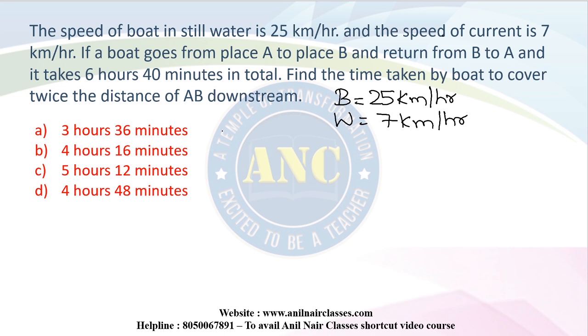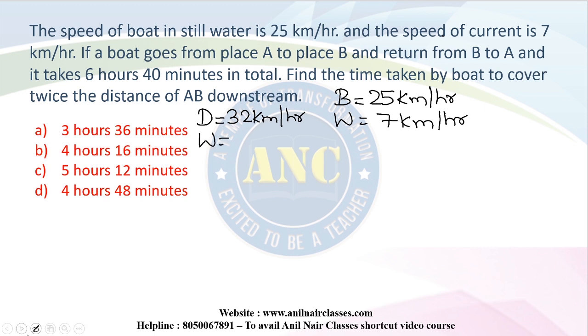Now, forget about the next part of the question. What all we can find from this? So we can find downstream speed. It is B plus W. 25 plus 7 is 42 kilometers per hour. 32 kilometers per hour. I don't know why am I making too much of mistakes. So every now and then. Yeah, I got the eraser right now. So I'm sorry, sir. Just give me a second. Yes, so 25 plus 7 is 32 kilometers per hour.